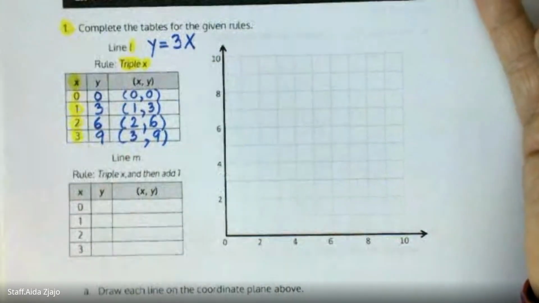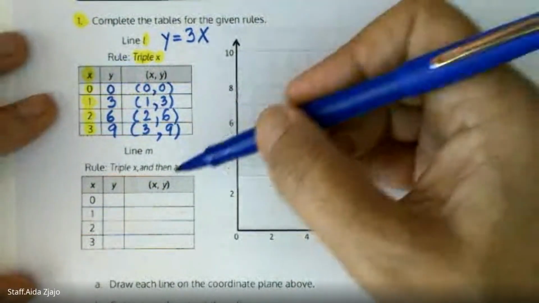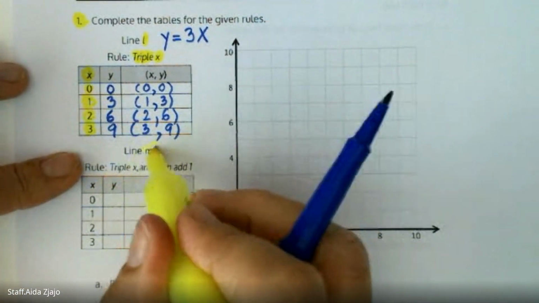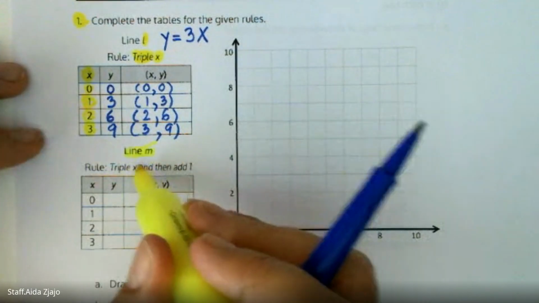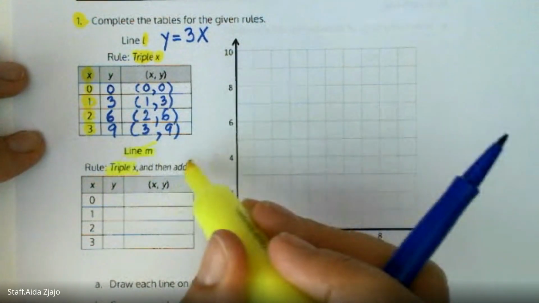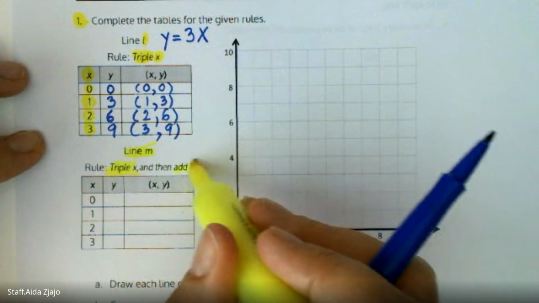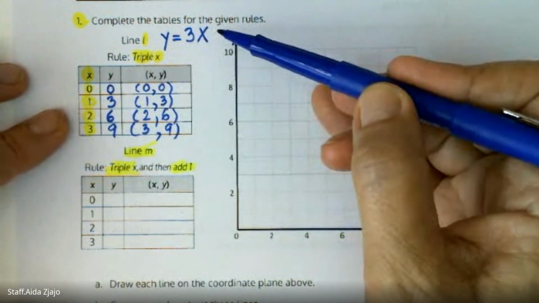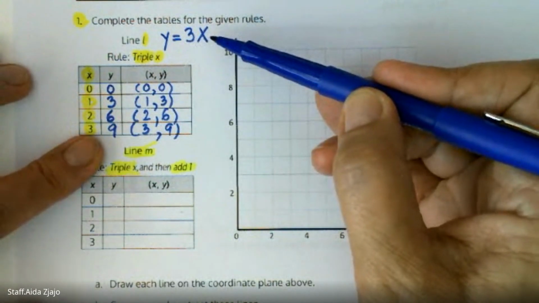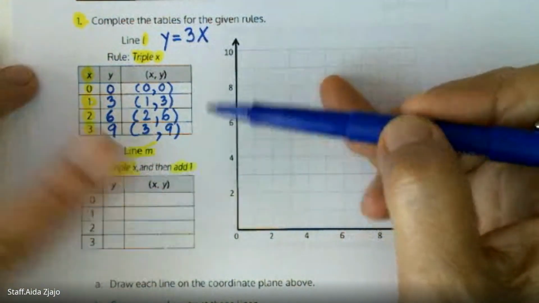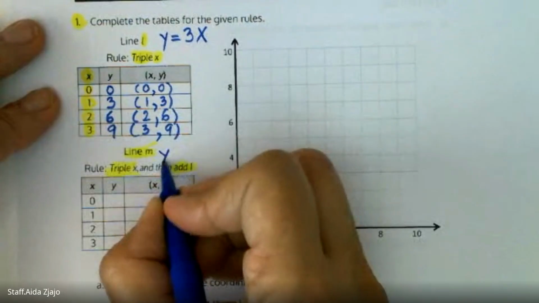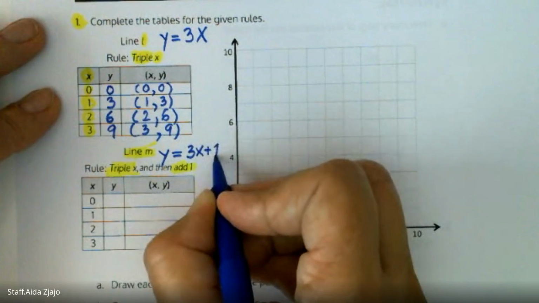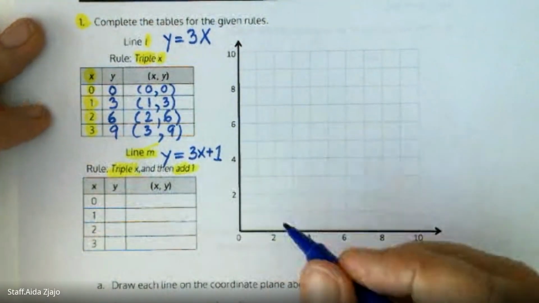Okay, let's do the coordinate pairs for line M. Line M: triple x and then add 1. So it's 3 times x, triple x plus 1. To find y, you triple x and add 1 more. So that would be the rule.